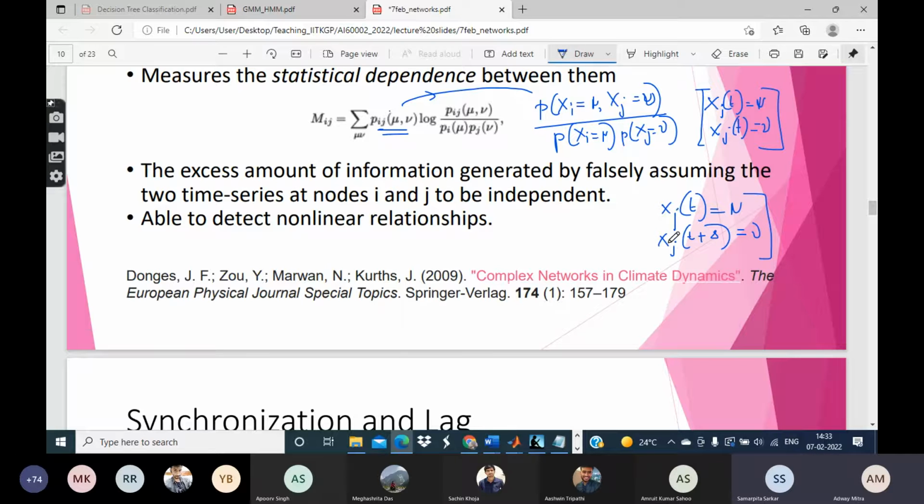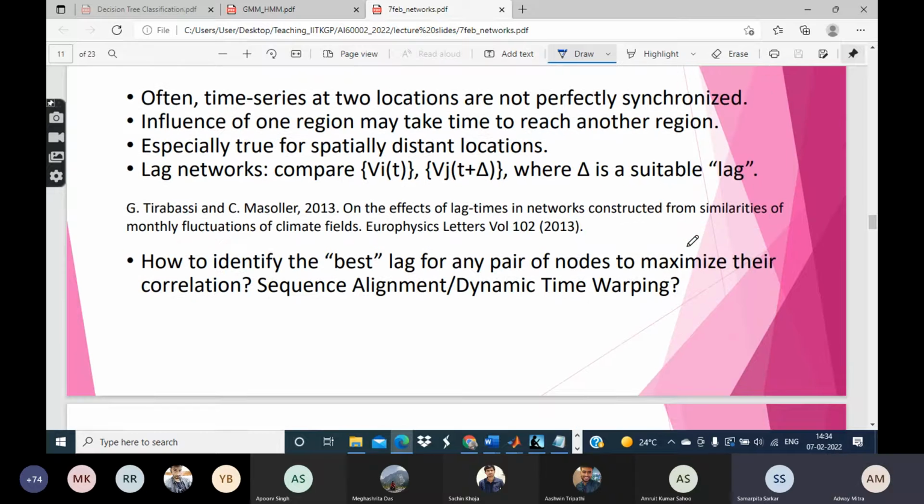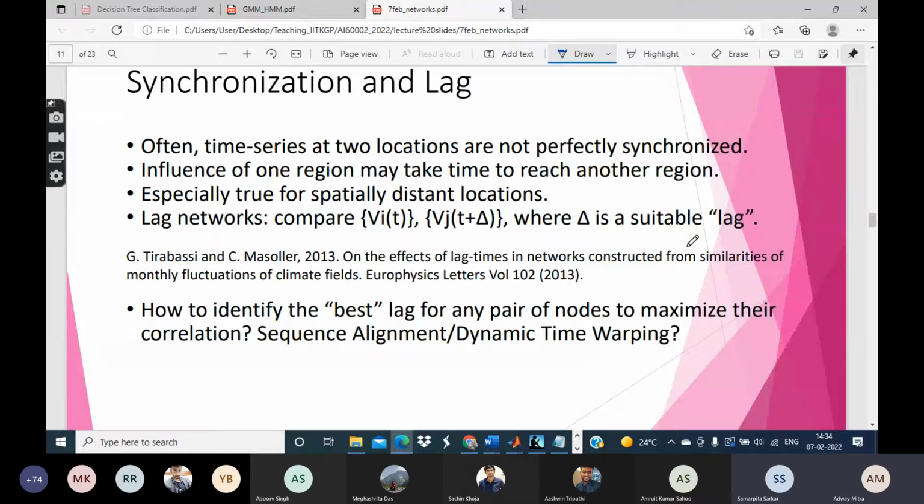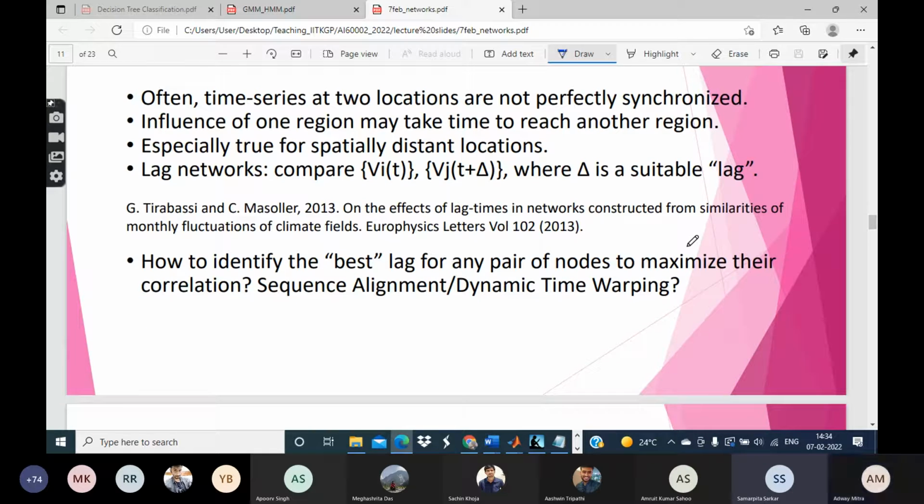But let us say that we define the event by considering a lag. That is, the event definition is that at any given time the value of xi is mu, and delta time points later the value of xj is nu. Whenever the series are not perfectly synchronized like this, we construct lag networks. What this delta is going to be, we usually do not know. In some situations, experts may be able to give us possible values of delta if they already have some idea about the time scale at which the interactions take place. In general, it is better not to assume it.